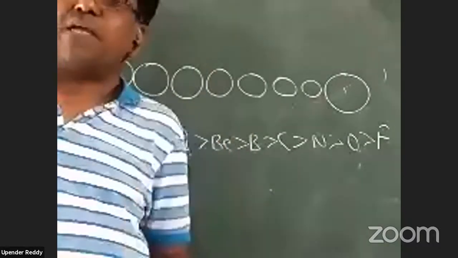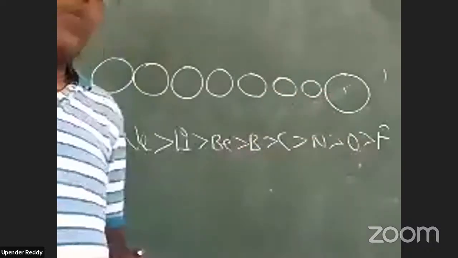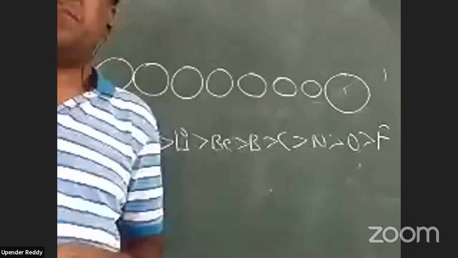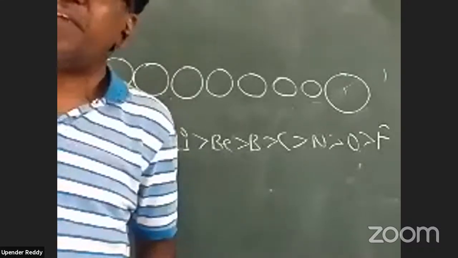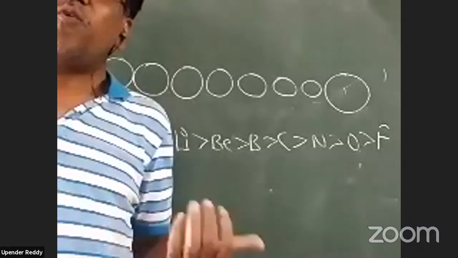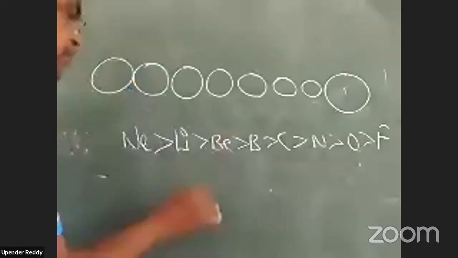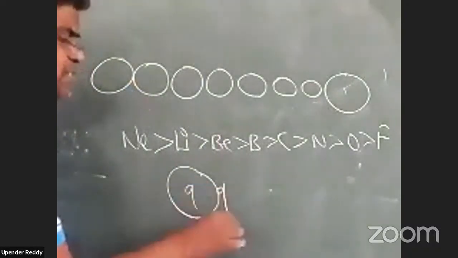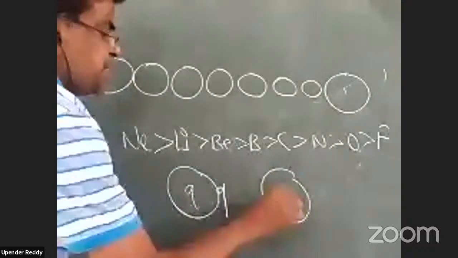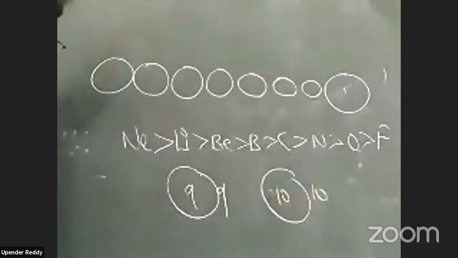But it is not correct. Up to fluorine size decreases. From fluorine to neon size increases. Anyone can say why? Why does size increase from fluorine to neon? Here, fluorine has 9 protons, 9 electrons. Neon has 10 protons, 10 electrons. Which should have the smaller size according to your knowledge?